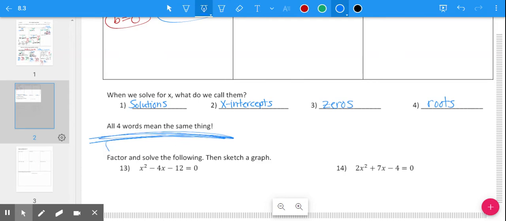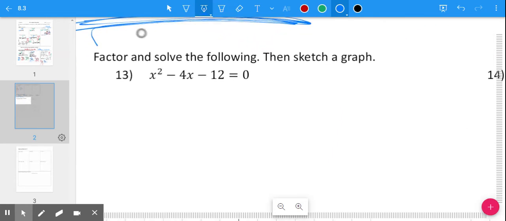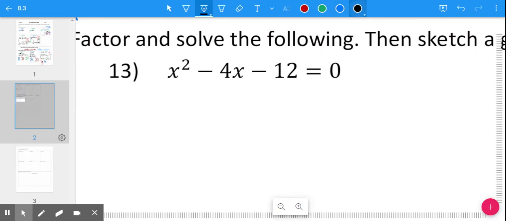So in this next section, we're taking what we've learned in the past and what we're currently learning, and we're sketching a graph. So if you know your x-intercepts and your vertex, you should be able to graph all kinds of parabolas. So on this one, a is 1, c is negative 12. 1 times negative 12 is negative 12. So we're looking for the factors of negative 12, and because it's negative, one has to be positive, the other has to be negative. That adds up to negative 4.